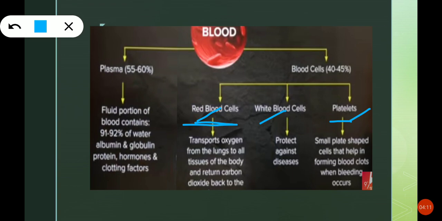Next, what is the function of platelets? Platelets prevent blood loss. These are small plate shaped cells that help in forming blood clots when bleeding occurs. So the platelets' work is the clotting of the blood. Okay, next let's move on.